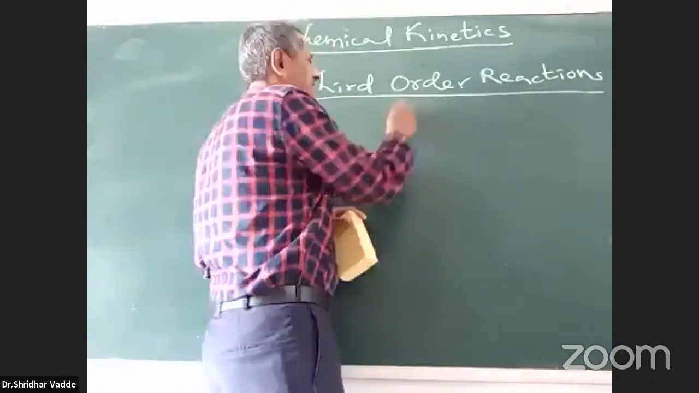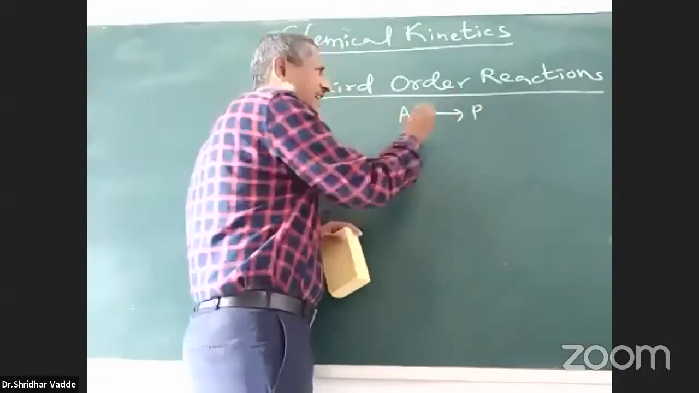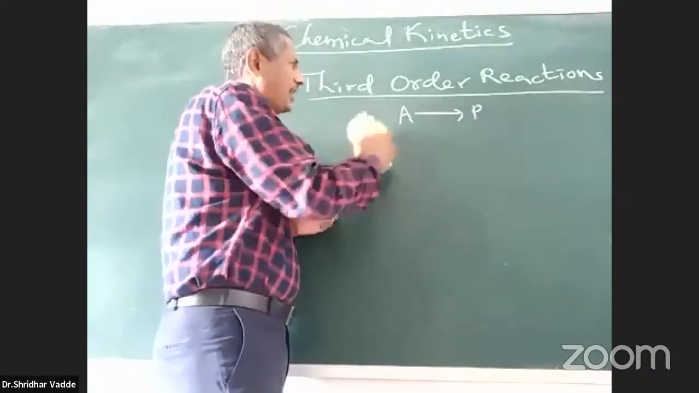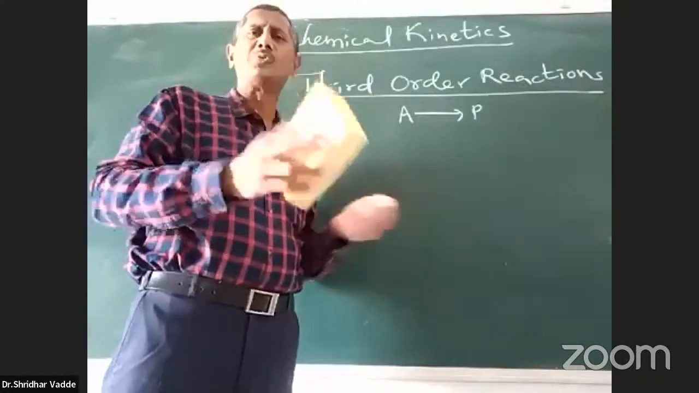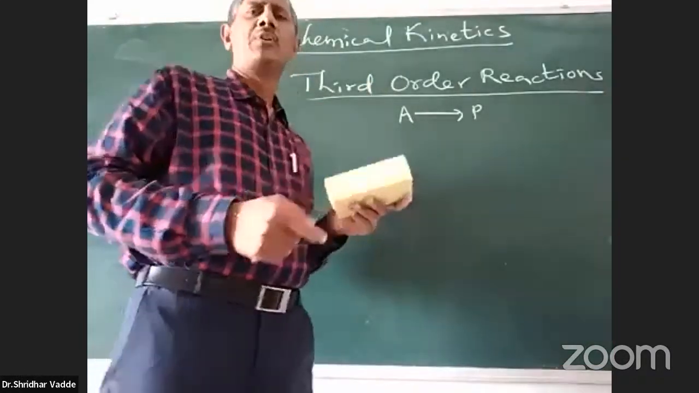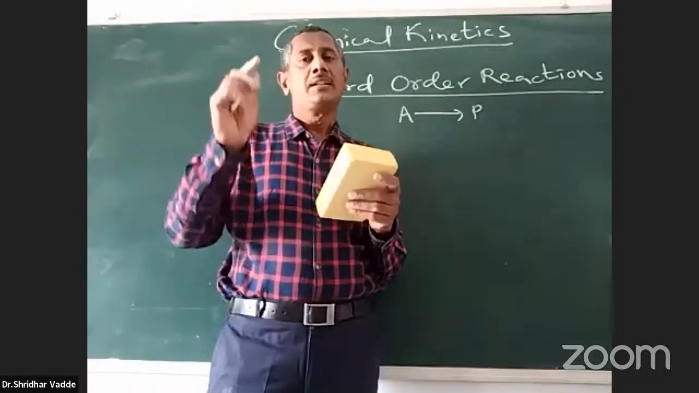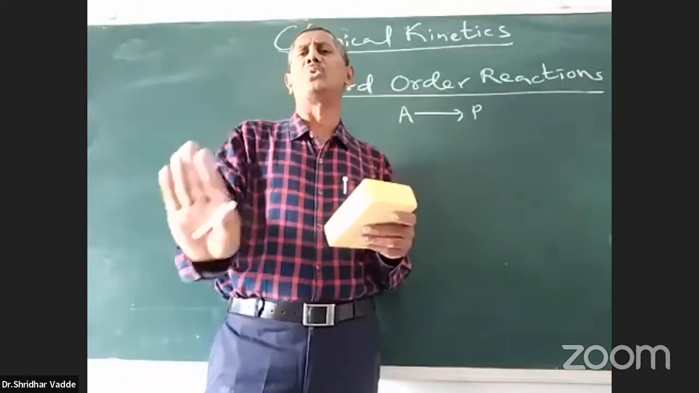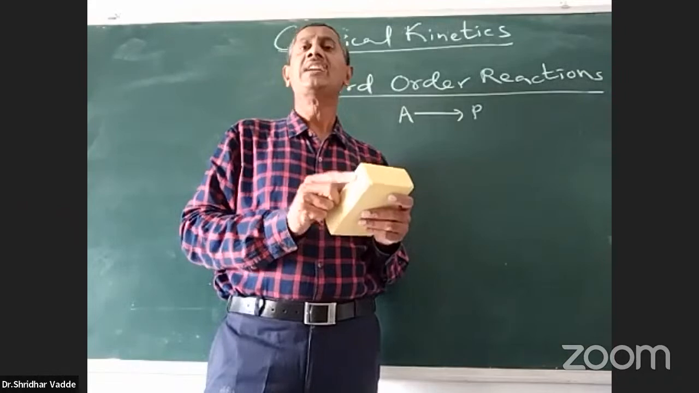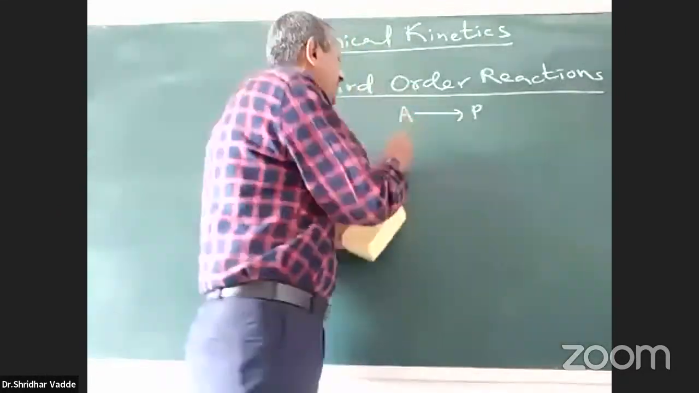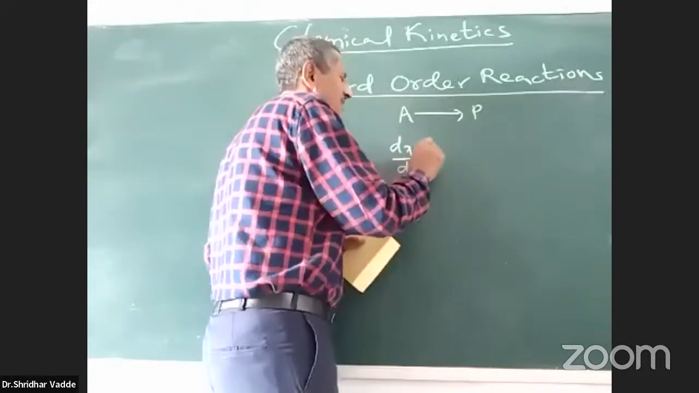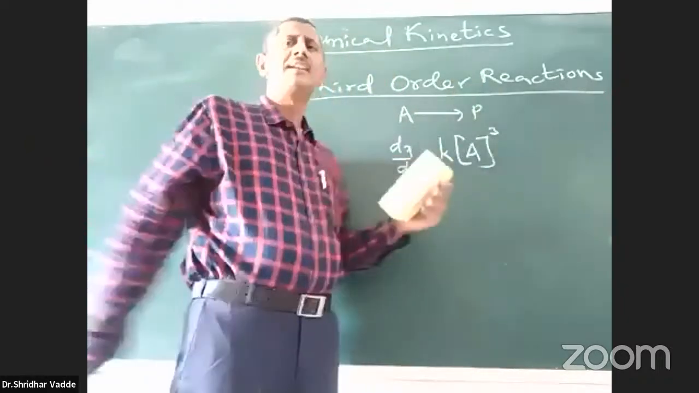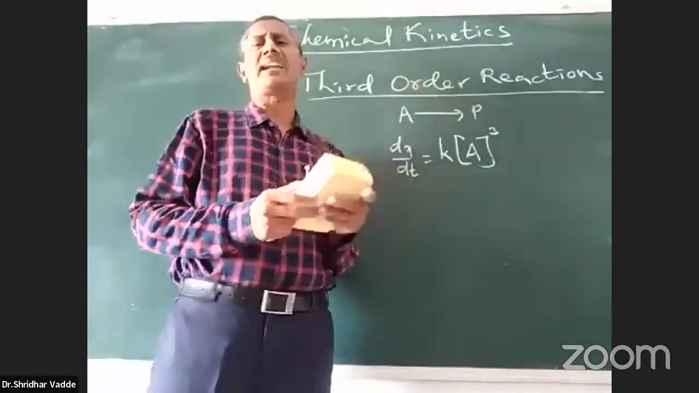Look here, my dear friends, A2 forms P. So there is no condition that it should be 3. It may be 3 or it may not be 3. It may be 2, it may not be 2, because we told yesterday. What did we say here? Always the order of the reaction is determined with the help of experimental results only, that's all. So therefore, here the rate of reaction is equal to rate constant into a to the power 3. Such type of reactions are called as third order reactions.